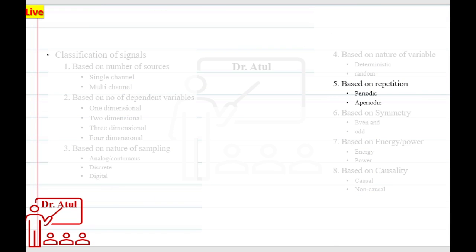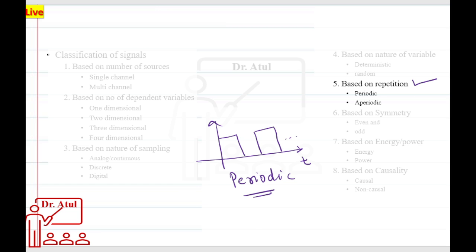Next is very important, based on repetition. Suppose a signal is constant for some time, then becomes zero. After some time again it becomes on, then again becomes zero. Such a thing is repeated many times. So this kind of signal is called periodic, because it has a repetition period. The repetition period is called the fundamental period of the signal. Because it has some fundamental period, this is a periodic signal. If the signal does not repeat its value again and again, then that is an aperiodic signal.